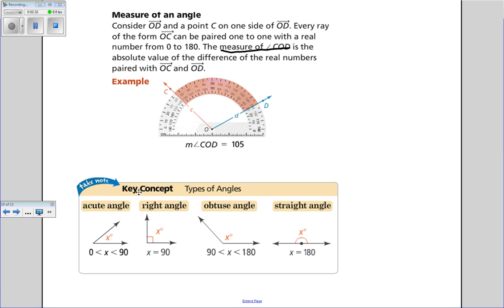Now, we've got some special angle measures. An angle is acute if it measures between 0 and 90 degrees. An angle is right if its measure equals exactly 90 degrees. An angle is obtuse if it's somewhere between 90 and 180 degrees. And an angle is straight if it equals exactly 180 degrees.